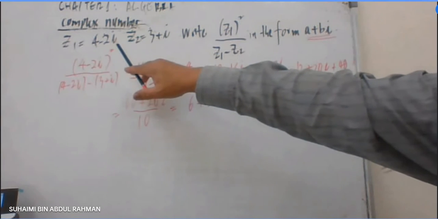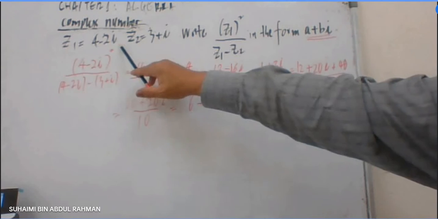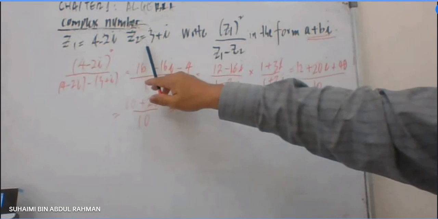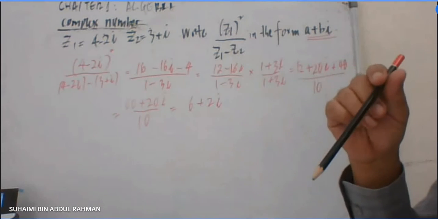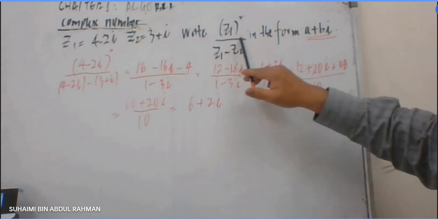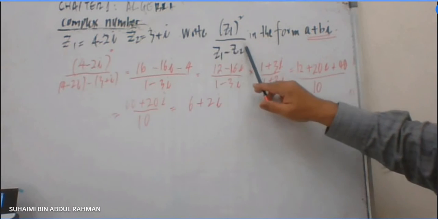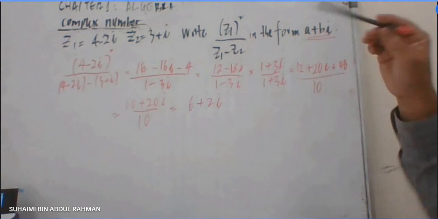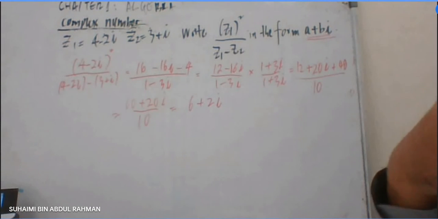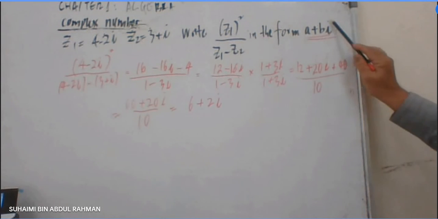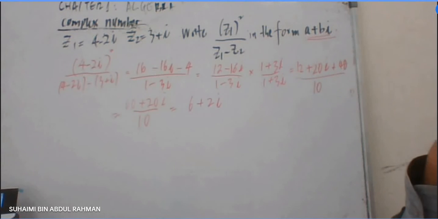Z1 is one complex number given by 4 minus 2i, and Z2 is complex number 3 plus i. Z1 square over Z1 minus Z2, we write in the form of a plus bi. We need to write in this form, the general form of complex number.